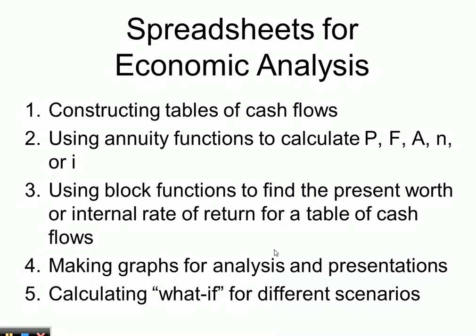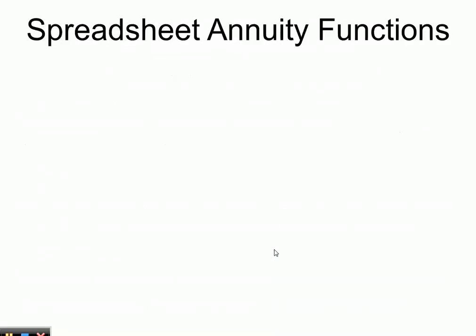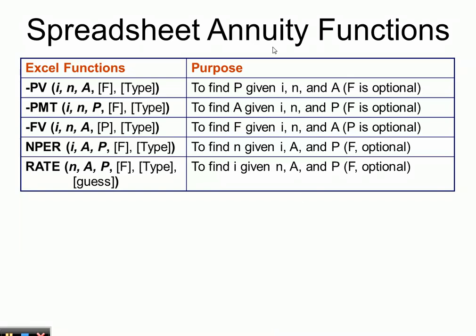And last but not least, you can calculate what-ifs for different scenarios. So here are some of the Excel functions that could be used to do the engineering economic type of problems. Here PV stands for present value, so this allows us to find the present sum of money based on A or F. F is an option, and again, if you want to find F, then you have to skip the A, and by skipping I mean you still have a comma, then a space, there's nothing for A, then a comma, then you have to use the F.